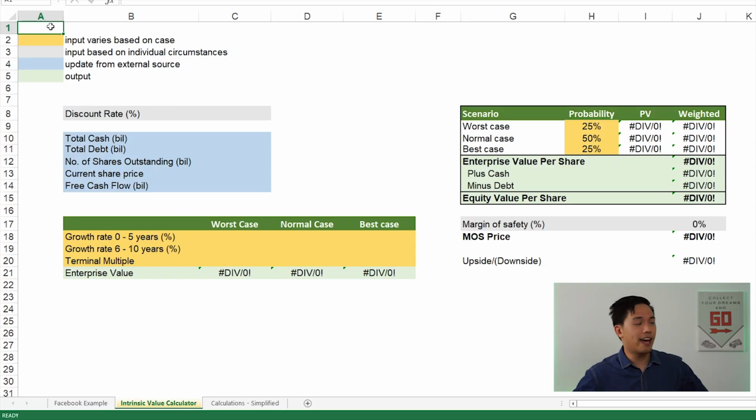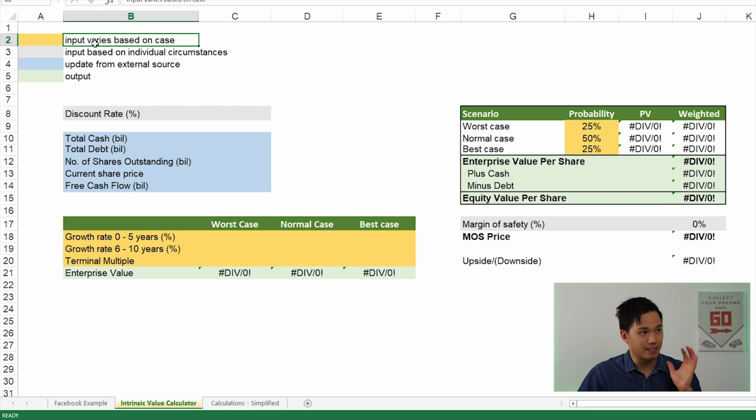Alright, so over here I have my intrinsic value calculator spreadsheet. I don't have any inputs at the moment, so I'm going to show you where you can find the inputs. But let me talk briefly about the different kinds of inputs that you need to enter into the calculator. The yellow highlight is basically input that is based on different scenarios.